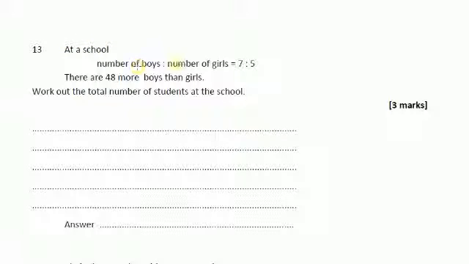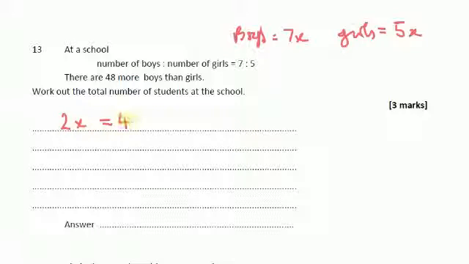Number 13. At a school, the number of boys to the number of girls is in the ratio of 7 to 5, and there are 48 more boys than girls. Work out the total number of students at the school. Let's suppose there are 7x boys, and the girls would then be 5x, because they've got to be in the ratio of 7 to 5. Now the difference between 7x and 5x is 2x. So we can say that 2x must equal 48, because we know the difference is 48 between boys and girls. So that means that x is 48 divided by 2, which is 24.